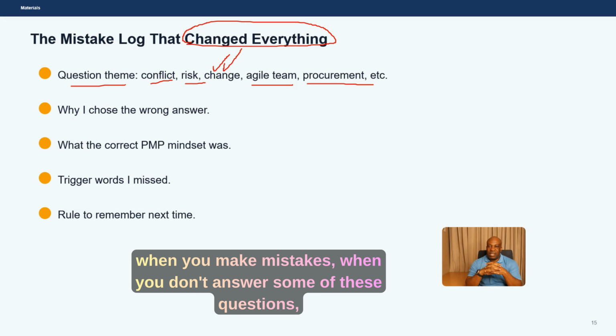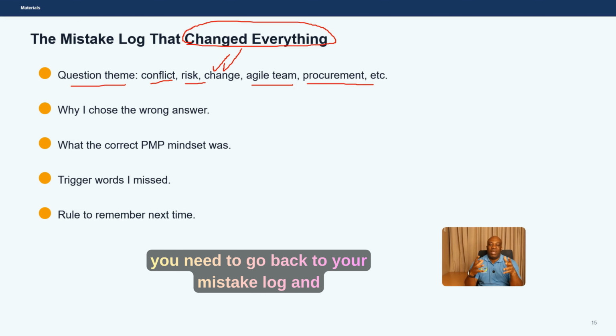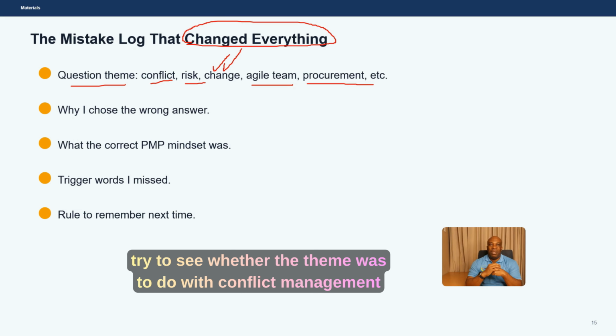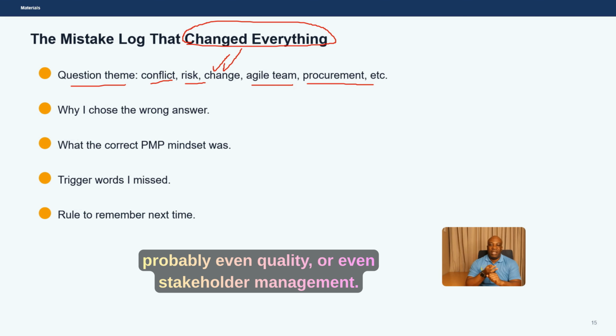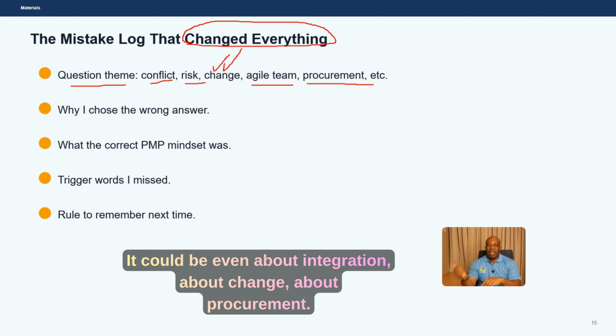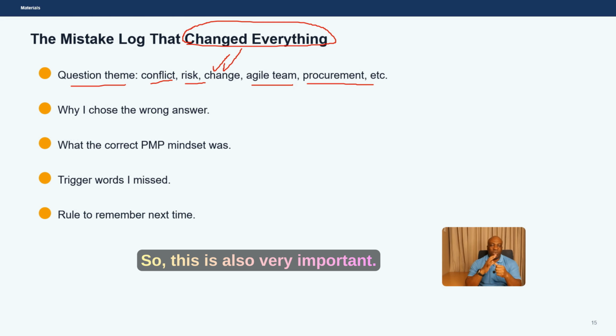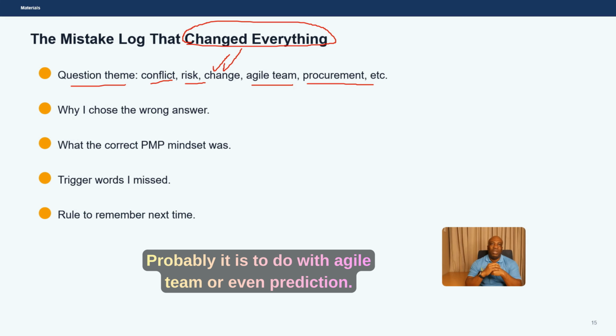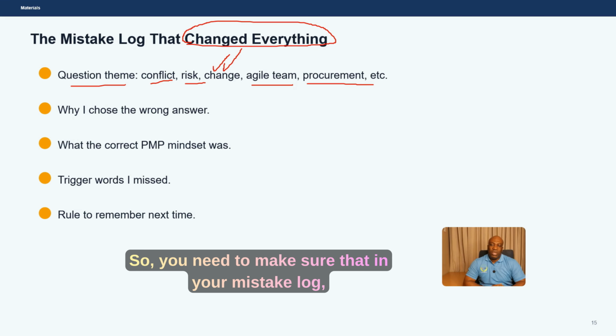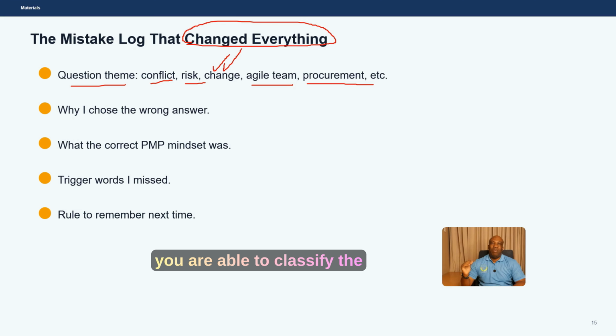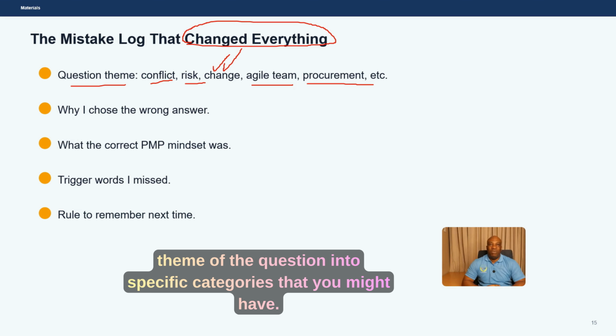So when you make mistakes, when you don't answer some of these questions properly, you need to go back to your mistake log and try to see whether the theme was to do with conflict management, or it was to do with risk, probably even quality, or even stakeholder management. It could be even about integration, about change, about procurement. So this is also very important. Probably it's to do with agile team or even predictive management. So you need to make sure that in your mistake log, you are able to classify the theme of the question into specific categories that you might have.